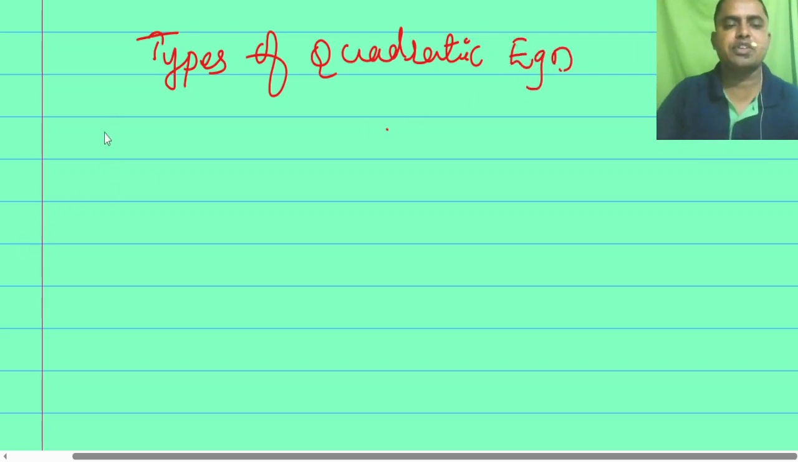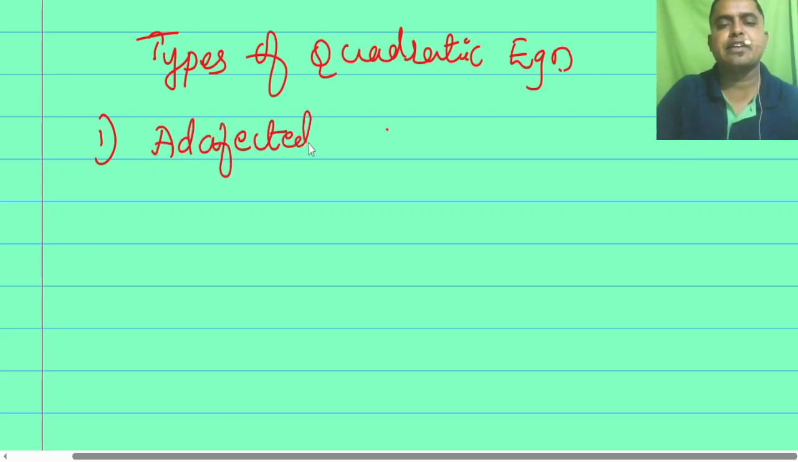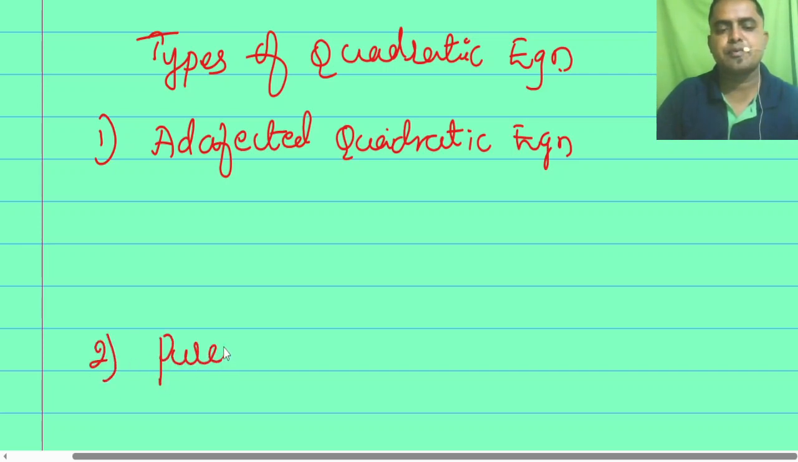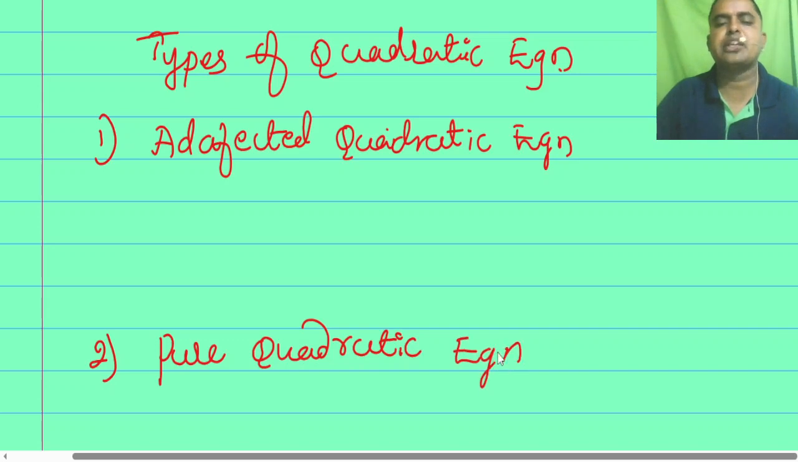Types of quadratic equation. First one, unaffected quadratic equation. And second one is pure quadratic equation. Unaffected and pure quadratic equation.